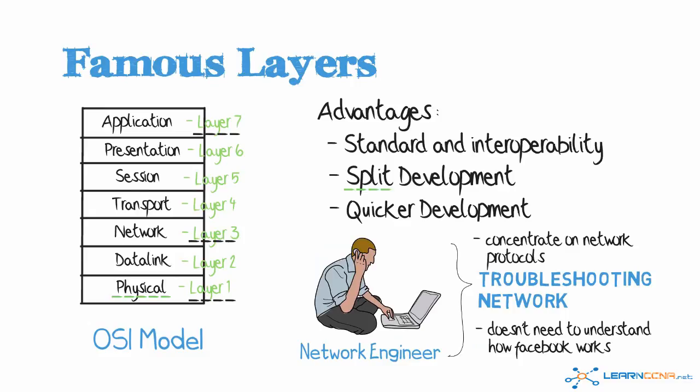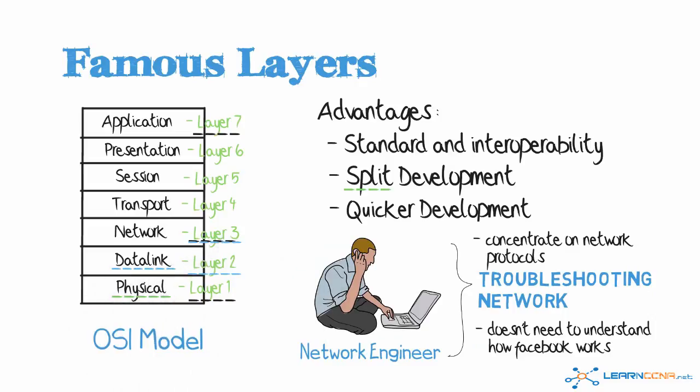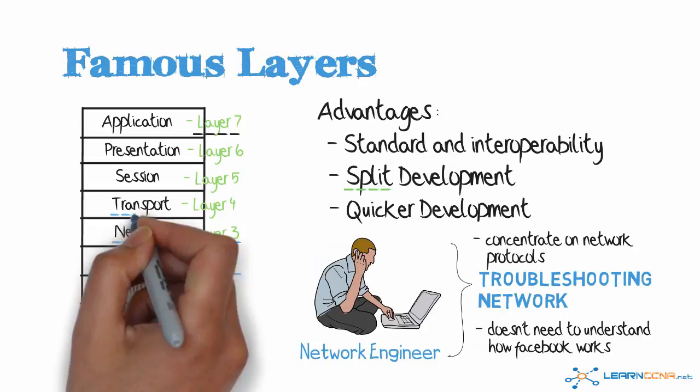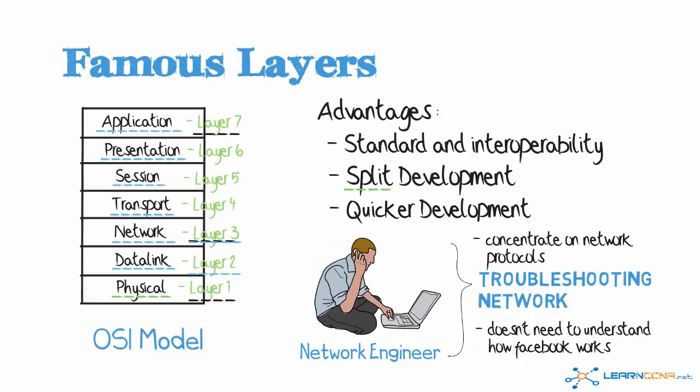We as network engineers will use names and numbers interchangeably, so we'll often talk about layer 2 or data link layer, or layer 3 or the network layer. So remember your numbers and your layers. Layer 1 is physical, 2 is data link, 3 is network, 4 is transport, 5 is session, 6 is presentation, and 7 is application. Remember both the name and the number.